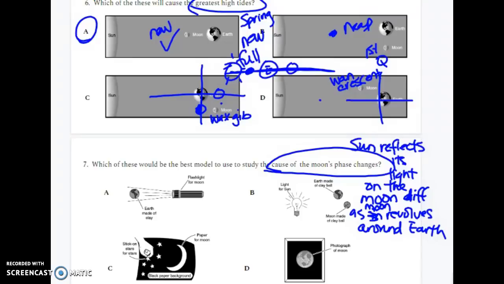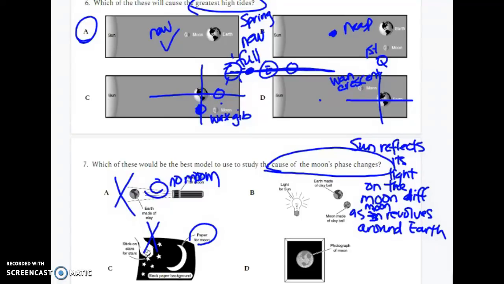Okay, so we're looking at something of the moon revolving around Earth. There's no moon over here at all, so this one is wrong. No moon. Here we've got C, stick on stars for stars. Well, that has nothing to do with this black paper. This does not change the paper for the moon at all, so there's nothing going on right there.